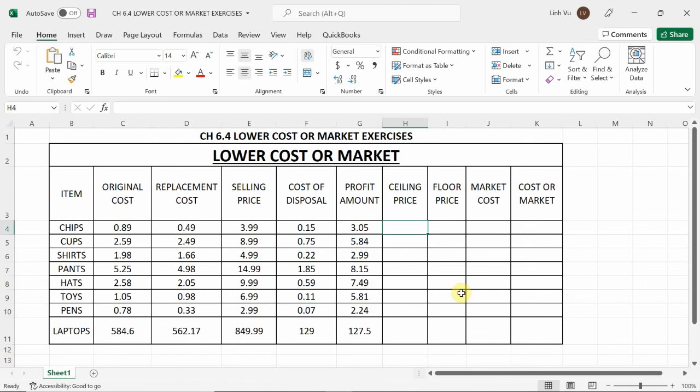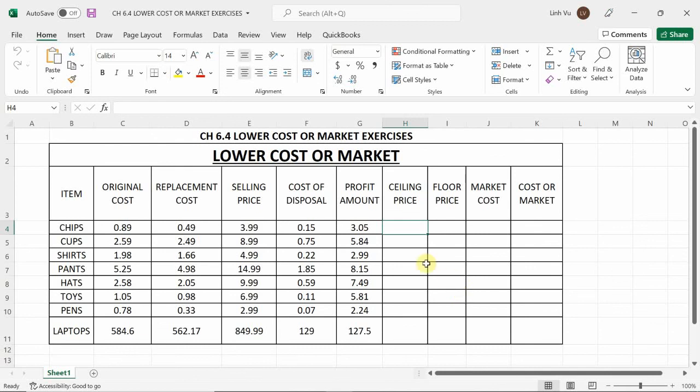On the far left column we have the items that I purchased, which is what I originally purchased each item at. The next column is the replacement cost. Then we have the selling price, the cost of disposal, and the profit amount. No profit percentage, because it just tells you how much you want out of the money. So the most important number that you're looking at is the actual profit amount.